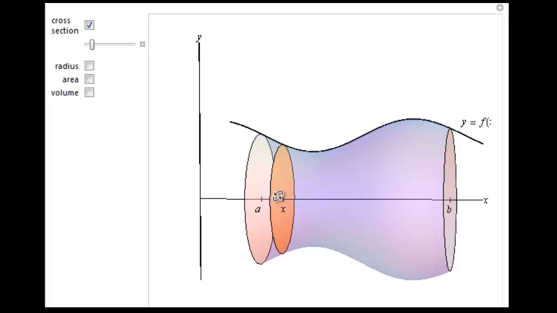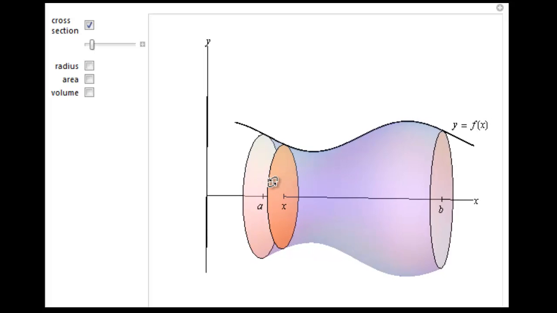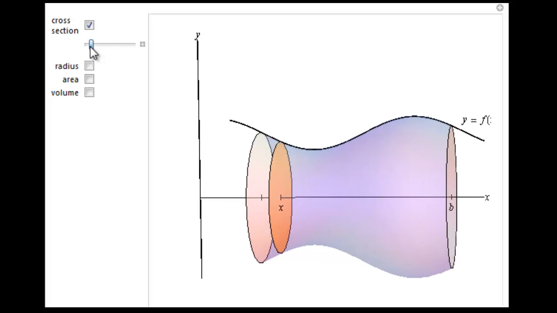So when we do our volume, we're going to cut this into multiple disks. We're going to have a disk here, and then we'll have a disk next to that, and then another disk, and the more disks we cut it into, the more accurate our volume will be. As I explained with the demonstration that I used, the volume of each disk is equal to pi times the value of my f of x function squared times delta x.